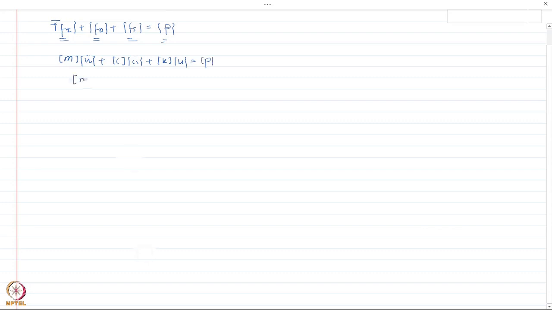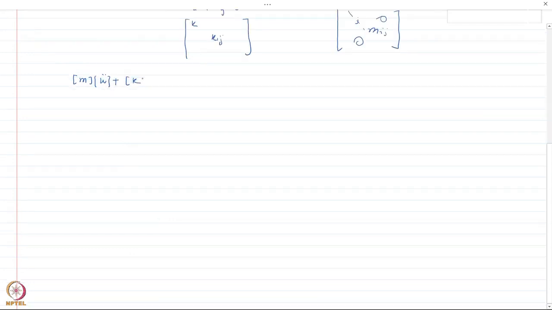Let us see, once we have obtained our equation of motion as this, how do we solve this equation of motion? Can we employ the same analytical solution that we have derived for single degree of freedom system to solve the multi-degree of freedom system? And if we can, then how do we do that?